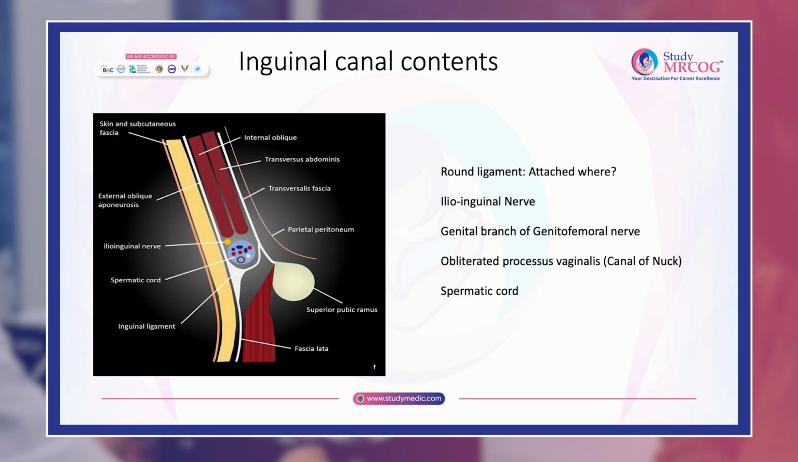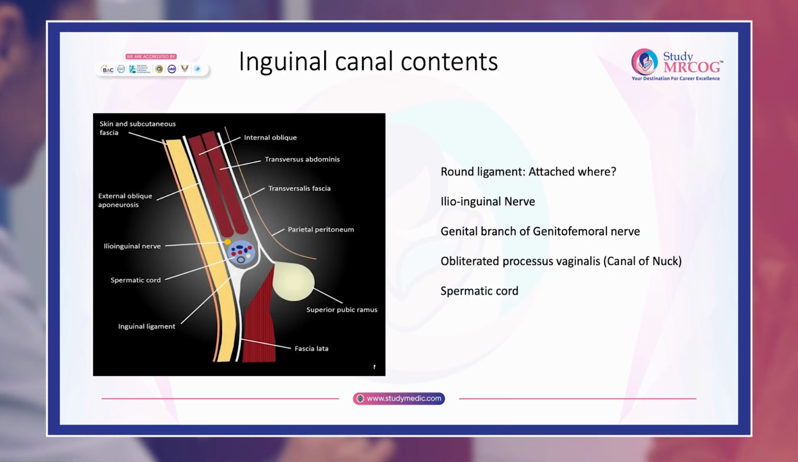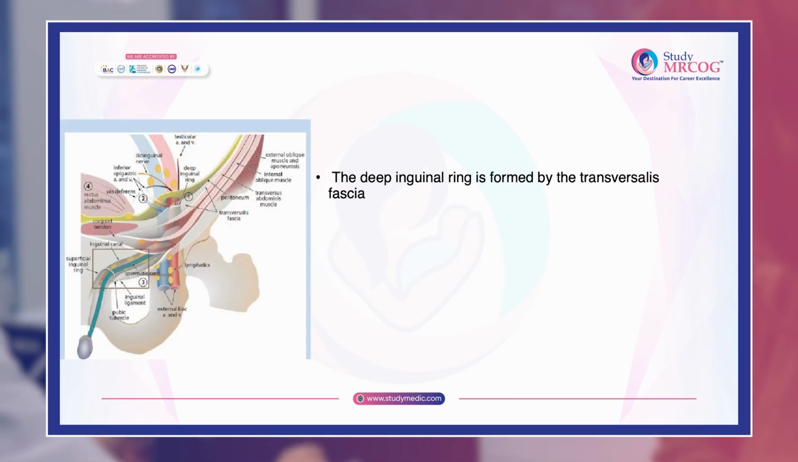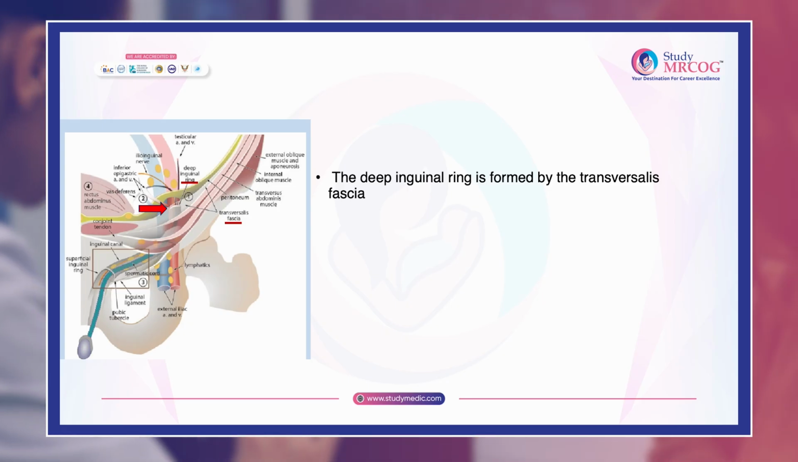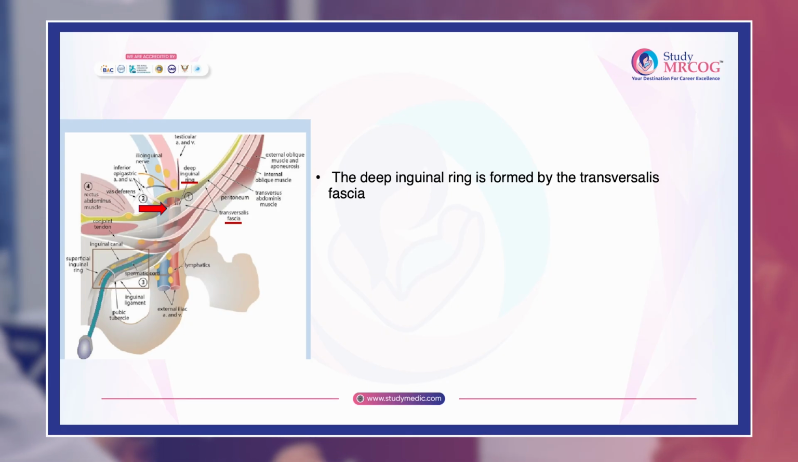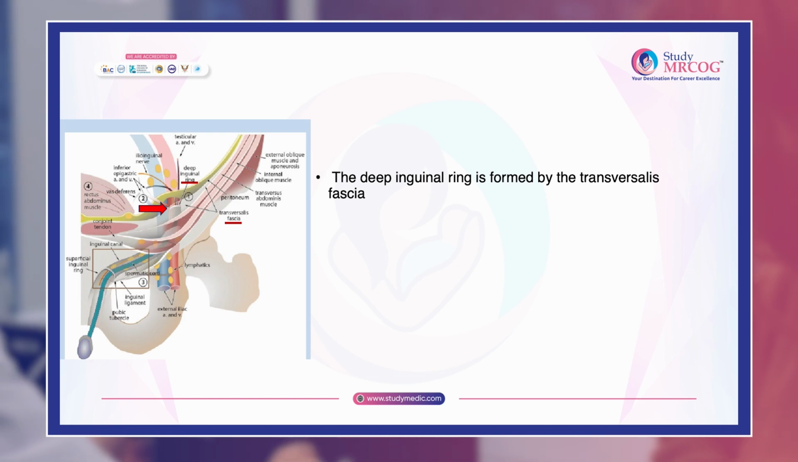Then we look at the deep and the superficial inguinal rings. The deep inguinal ring is an opening in the transversalis fascia. It lies above the midpoint of the inguinal ligament, and most importantly, it is lateral to the inferior epigastric vessels. This is a very important, frequently tested point.